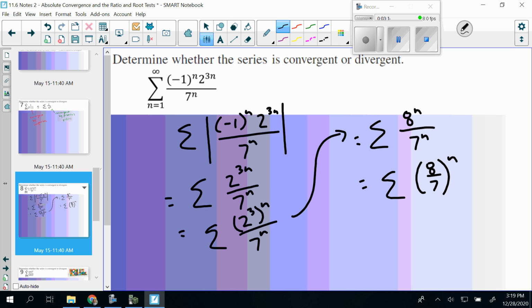Well, that's a geometric series, and we know that anytime what's in the parentheses there is bigger than 1, then it's going to be divergent. So what we can say here is that this one is divergent because our value is bigger than 1 when we have a geometric series here.